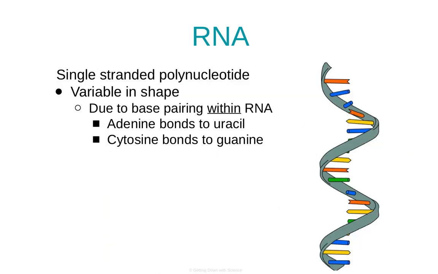RNA is different not only because of the sugar, but it is also a single-stranded polynucleotide. It's going to vary in different sorts of shapes, and it also is going to vary in that base pair. So instead of thymine, we have uracil.